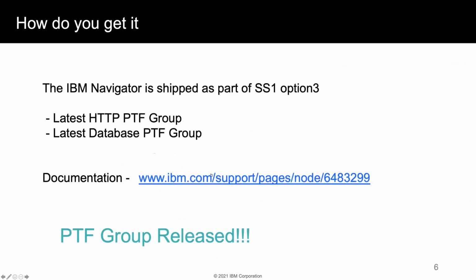So Navigator is shipped as part of SS1 option 3. As a result, all of the PTFs required are part of the HTTP PTF group. Now, with that said, the reality is you really only need the HTTP PTF group on the IBM i that you're going to use as your GUI node. You do not need to have Navigator running on every single system in your enterprise. Yet you can still manage each and every system. You need to have it running on one system.